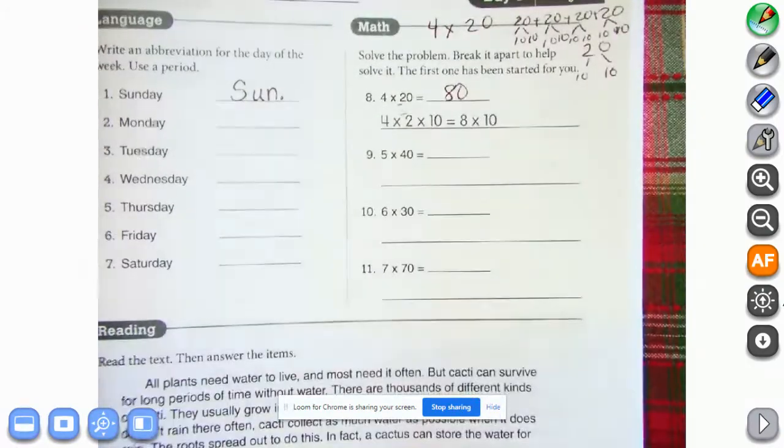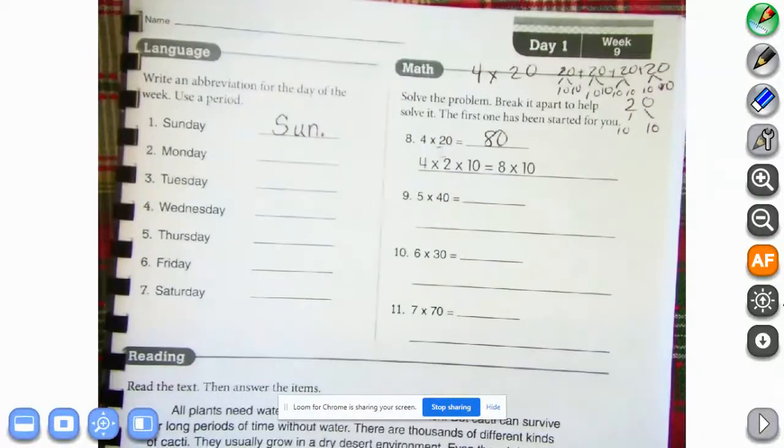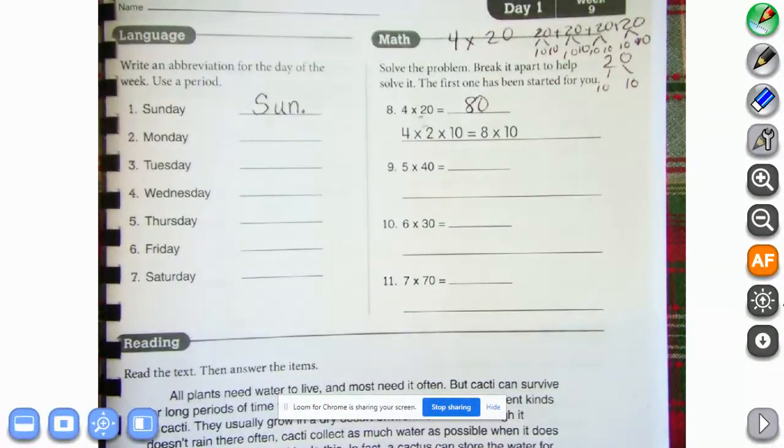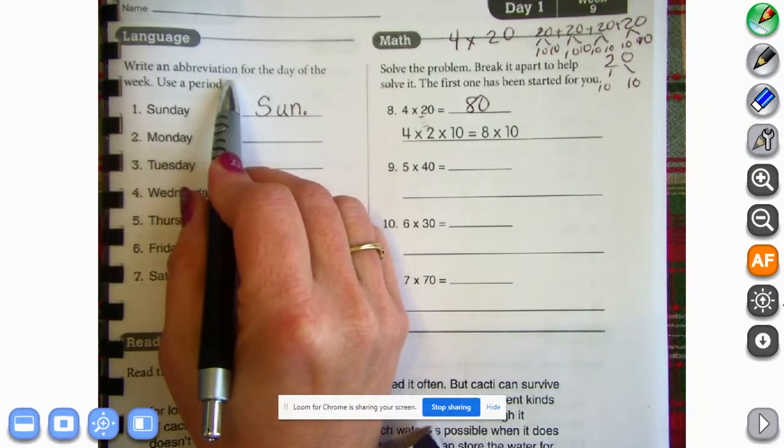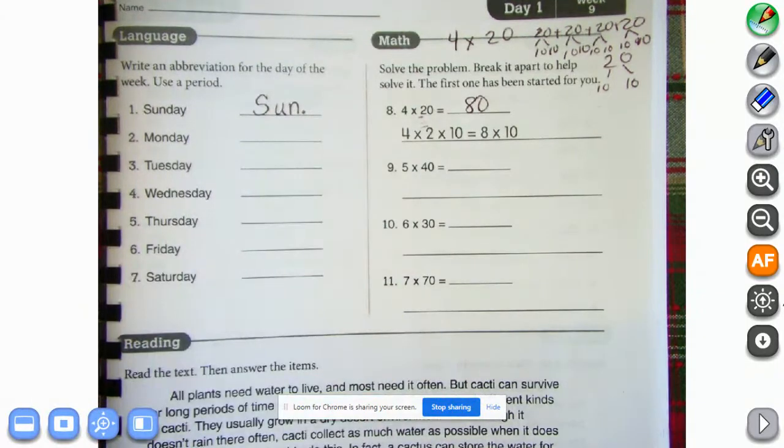So on page 51, under language, we're working on abbreviations. Abbreviations is a really long word. That means that we're going to shorten a word. Kind of funny. All right, so we always put a period after the abbreviation. Otherwise, we're going to think it's a word. So we always have to have a dot at the end, a period at the end.